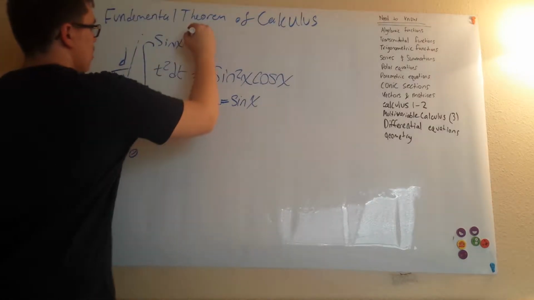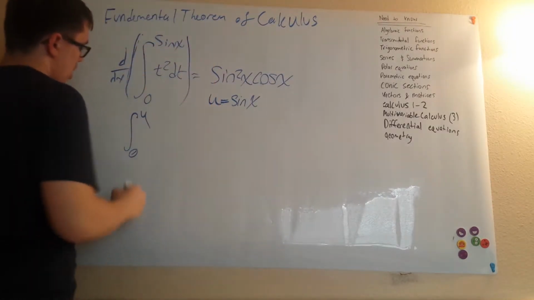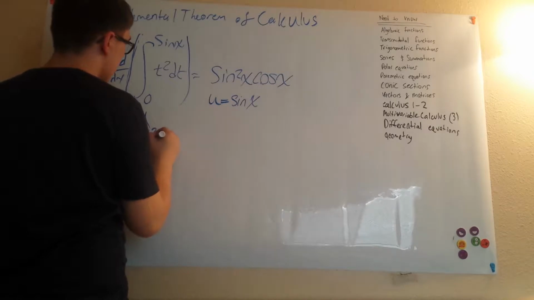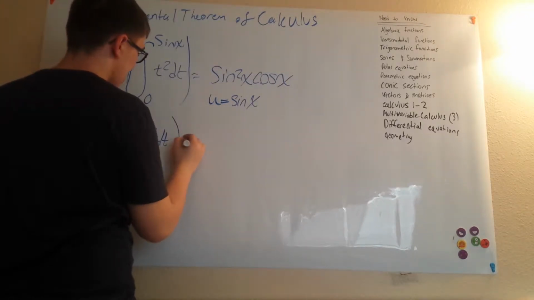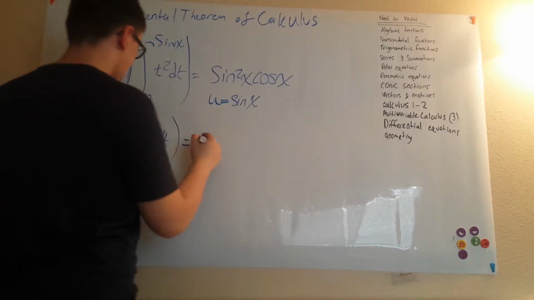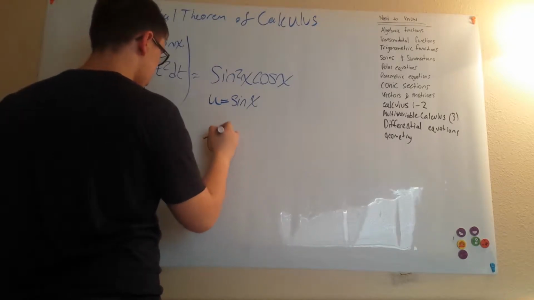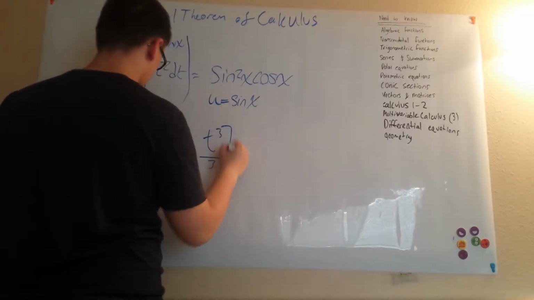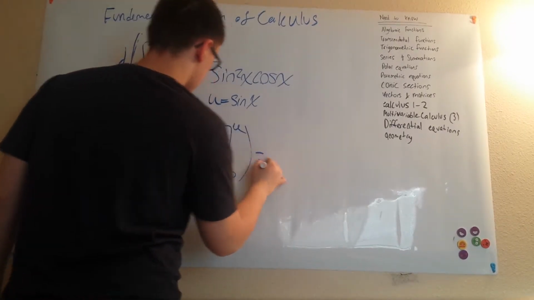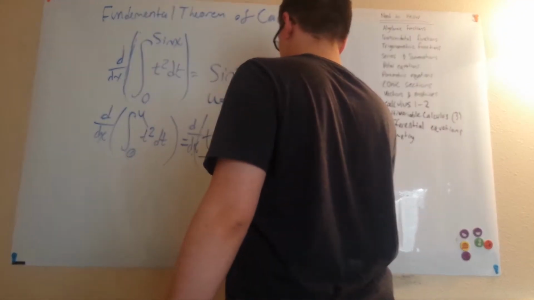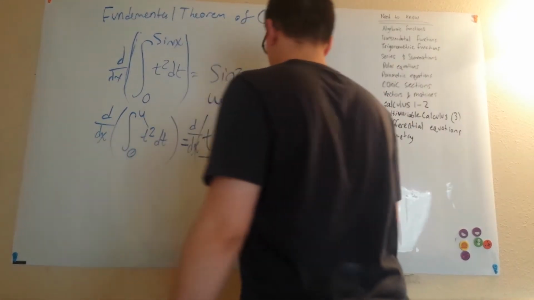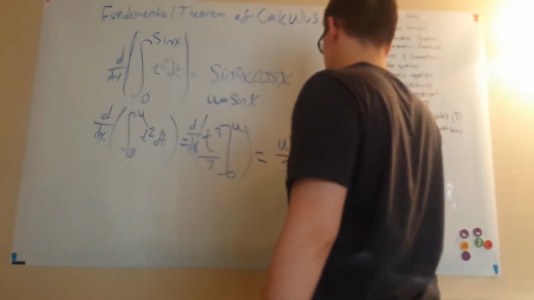The derivative of the integral of t squared dt, that would be what? Well, what's the integral though? The integral would be t to the third over 3 from 0 to u, times the derivative with respect to x. This is going to be u to the third over 3 minus 0.